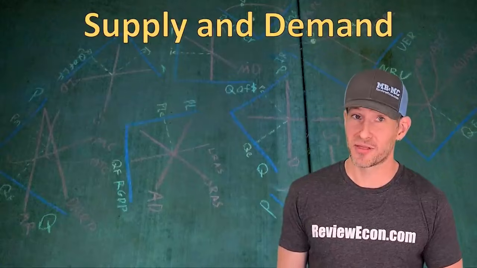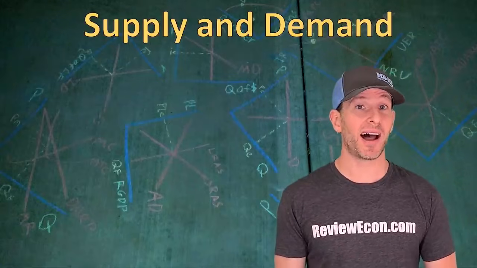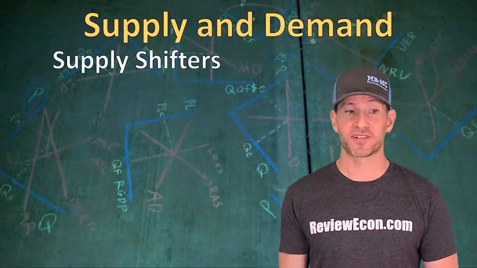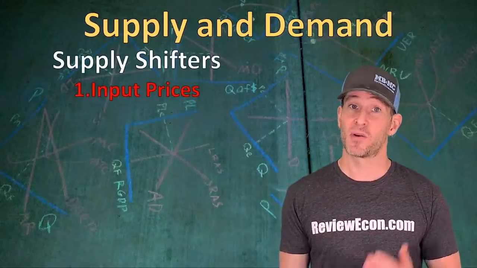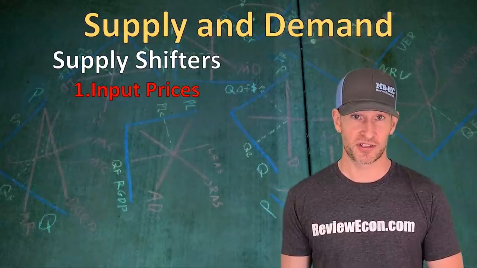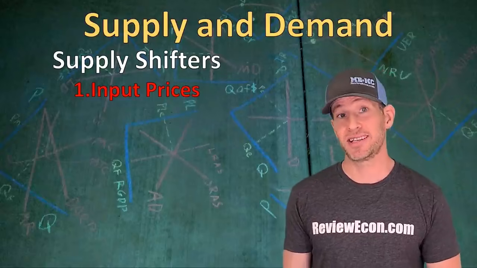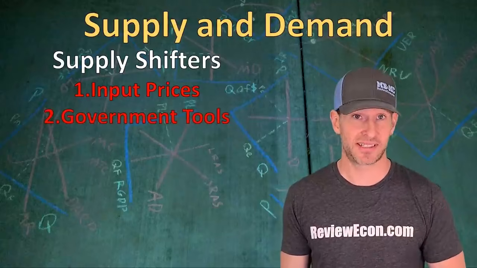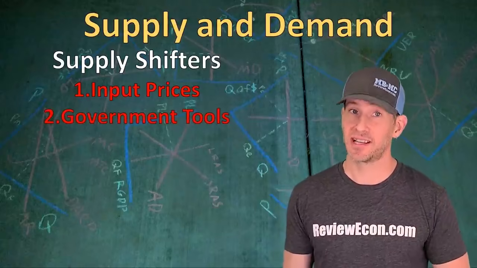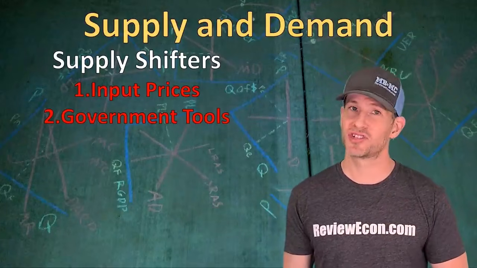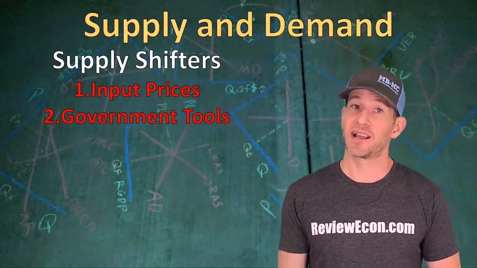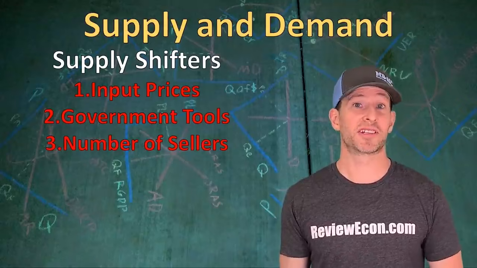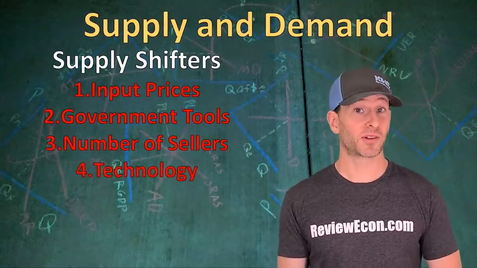There are, of course, other things besides price that can change supply, and that will be illustrated as a shift of that supply curve. What are those supply shifters? First of all, we have input prices. When there's an increase in the resource price used in the production of a product, that will decrease supply, and vice versa. When it comes to government tools, taxes will decrease supply, subsidies will increase supply, and regulations generally will decrease supply. Next, we have the number of sellers. More sellers will increase supply, and fewer sellers will decrease supply. Changes in technology will generally increase supply.